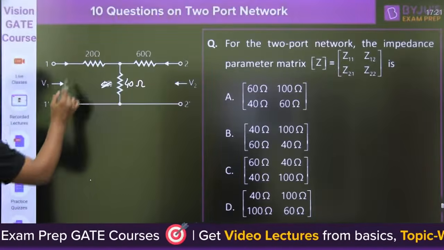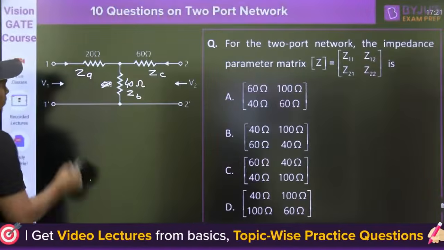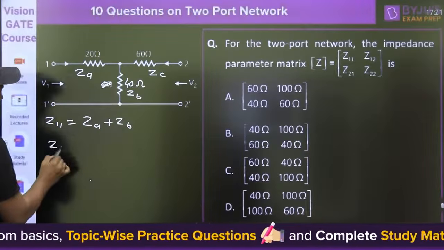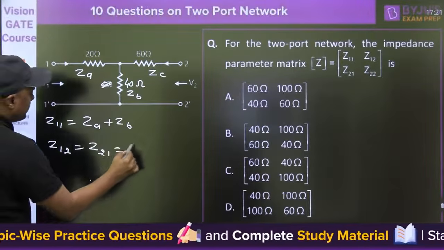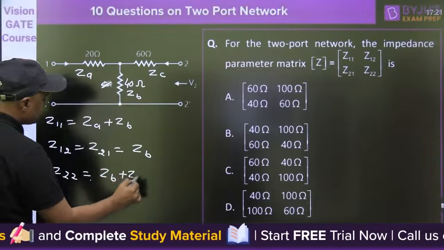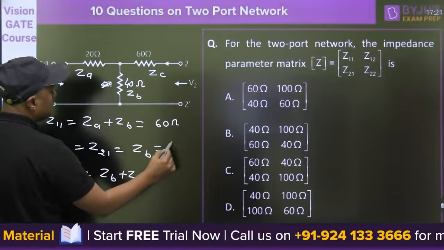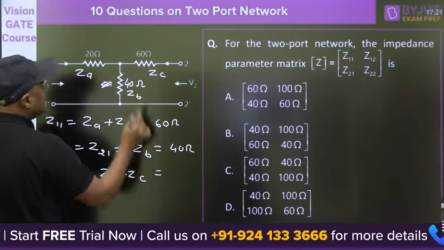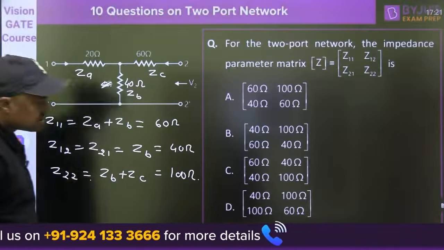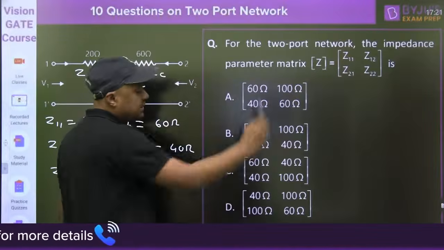Look, this is ZA, ZB, ZC. What is the Z11? ZA plus ZB. Z12 is equal to Z21 is equal to ZB. What is the Z22? ZB plus ZC. ZA plus ZB, 20 plus 40, 60 ohm, 40 ohm, and this is 40 plus 60, 100 ohm. Which answer is correct? I think C, 60, 40, 40, 100, that is the correct answer.